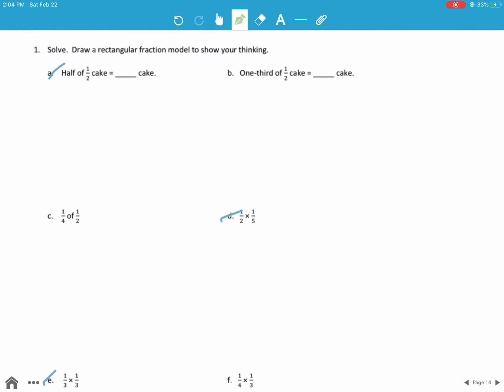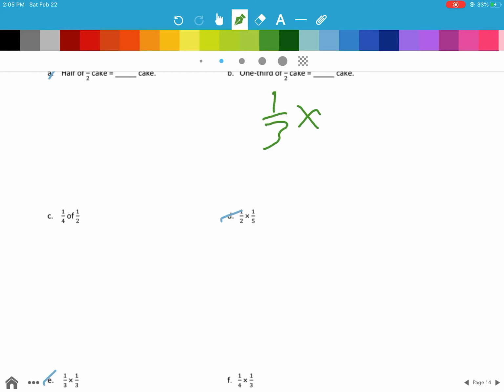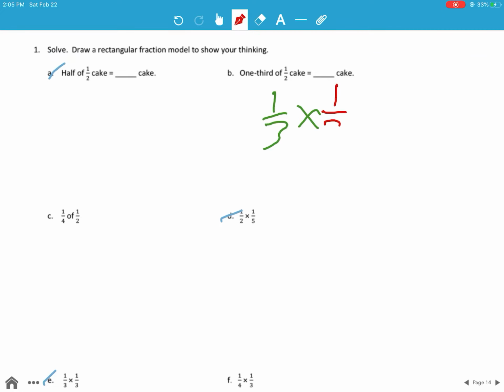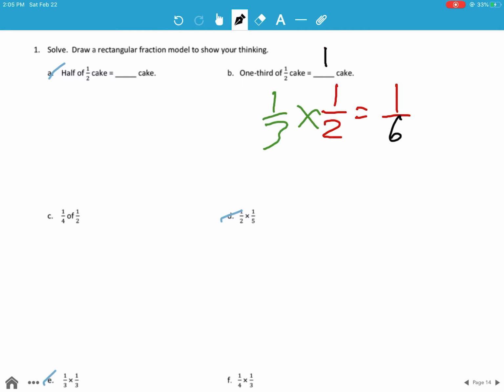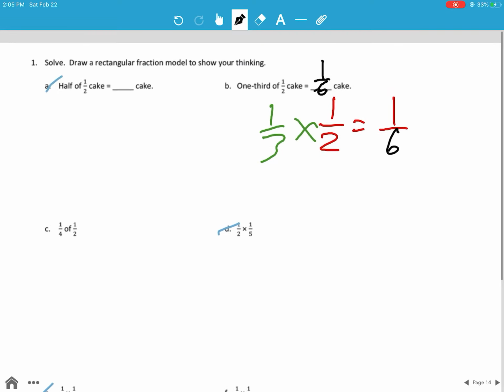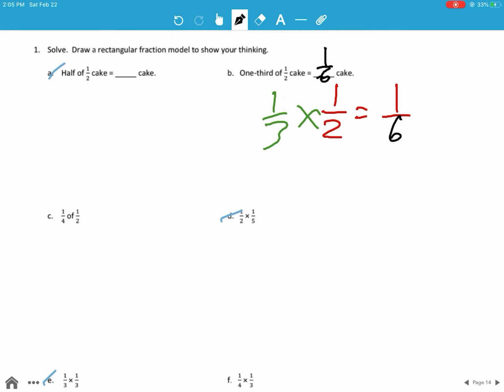1/3 of a half cake is hopefully easy for you to see now. 1/3 of 1/2 is the same as 1/6. Oh, does it say draw? I do have to draw still. Alright, so let me draw.